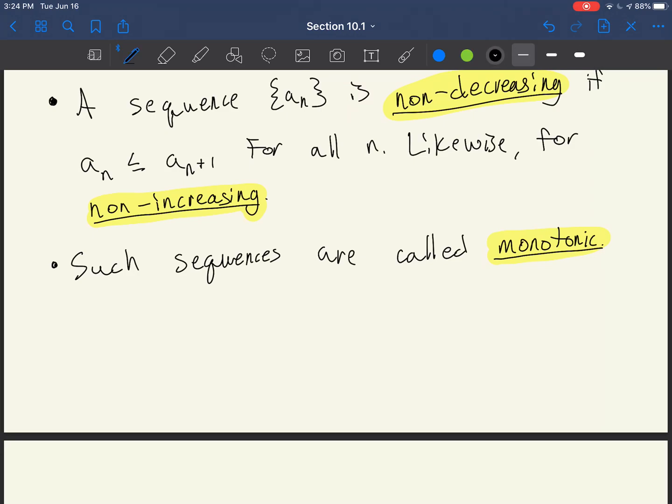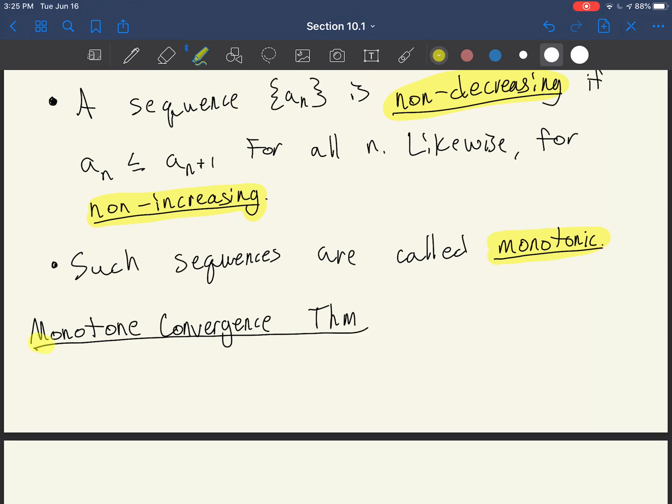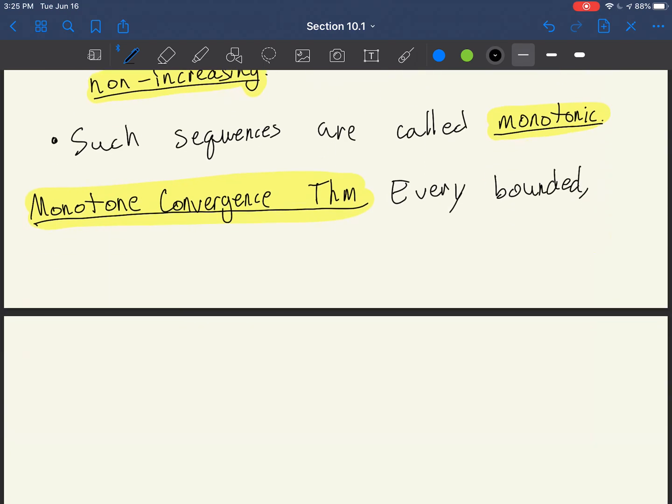Okay, why is that important? Well, we wanted the converse of all convergent sequences are bounded, and that converse is the monotone convergence theorem. The monotone convergence theorem says every bounded monotonic sequence converges.